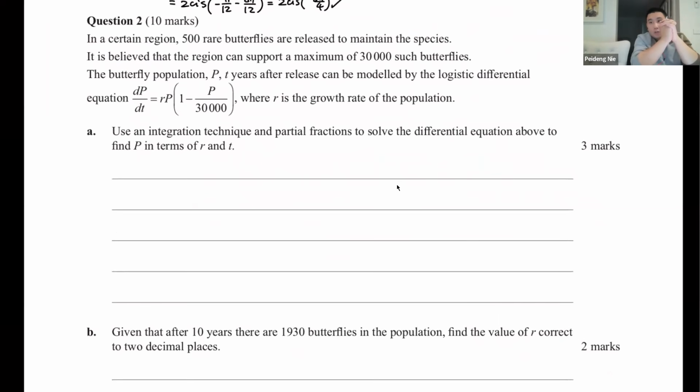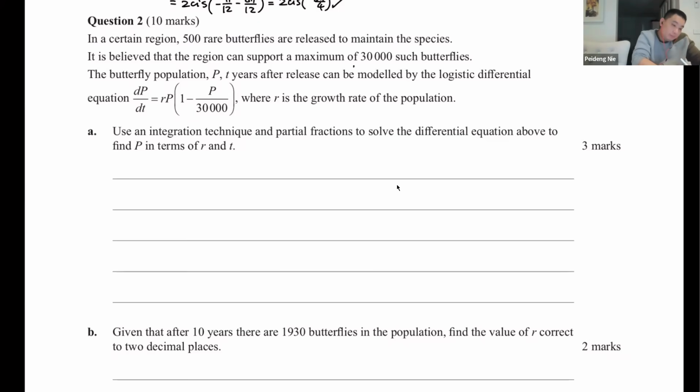Question 2, logistic equation and differential equations. In a certain region, 500 rare butterflies are released to maintain the species. It is believed that the region can support a maximum of 30,000 such butterflies. So this is the carrying capacity of the environment. And release means that at the beginning, t equals 0, P equals 500, okay? And P is the population of the butterflies, t years after the release, okay?